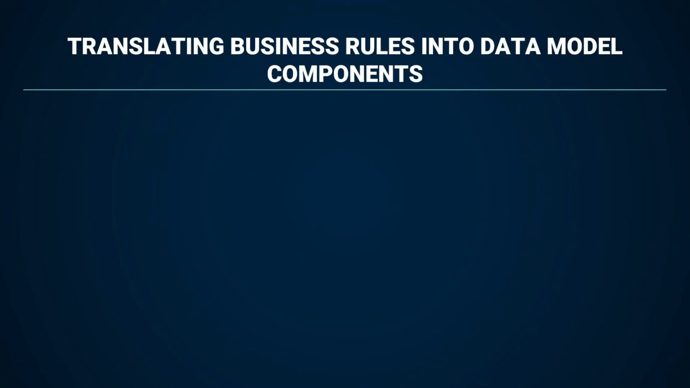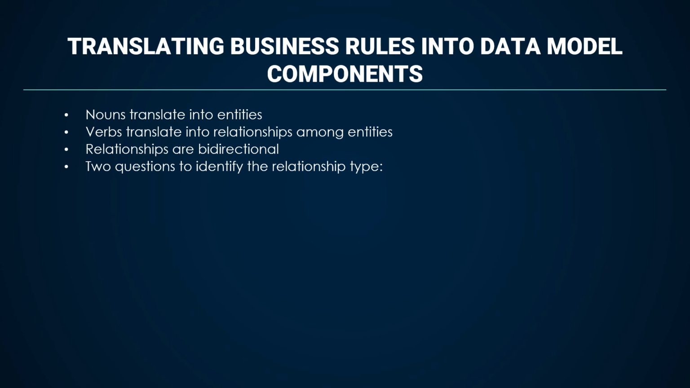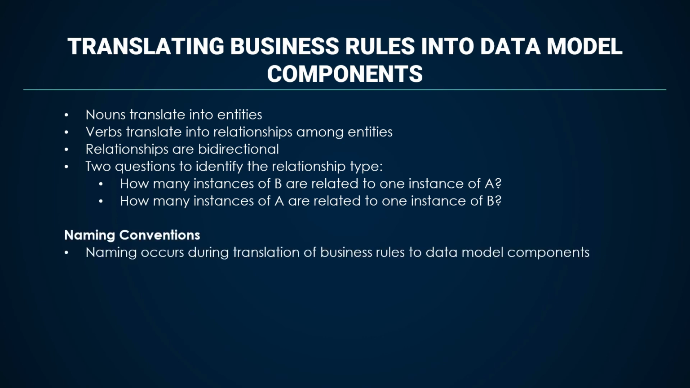How can we translate business rules into data model components? First, we identify the nouns in the business rules. The nouns there are the entities. Next is to identify the verb, which is translated into relationships among those entities. Next, relationships are bidirectional. Next, we ask two questions about the relationship type. How many instances of B are related to one instance of A? And how many instances of A are related to one instance of B? Here we can know the relationship type, whether it's one-to-one, one-to-many, or many-to-many, or whether it's an optional or mandatory relationship. Okay, what are the naming conventions?